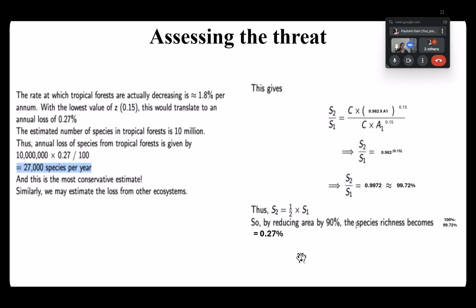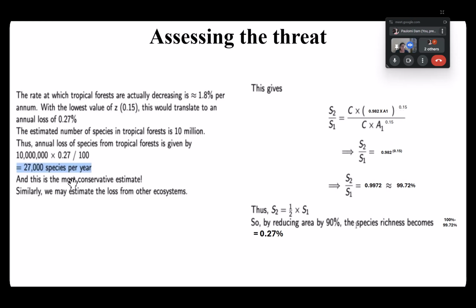So what we are trying to say, if you see the tropical forest, where you see every year 2% of the land is decreasing and the area has a Z value of 0.15, it means that only 0.27% of the biodiversity is lost. Looks okay, doesn't look very scary. When does it become scary? It becomes scary when you take into effect the number of species that are there. So the estimated number of species in tropical forest is 10 million, right? So the annual loss, if you're losing at 0.27%, you're basically losing 27,000 species per year. Now it becomes a problem, right?